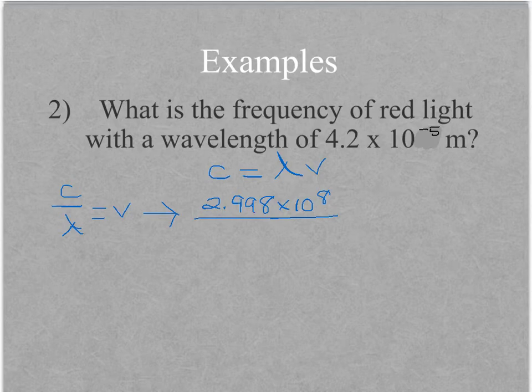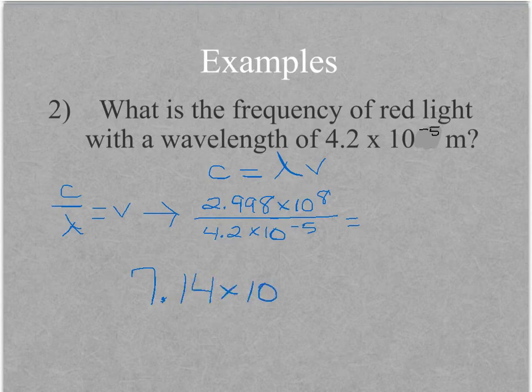So we would divide C by the wavelength we were given, which is 4.2 times 10 to the negative 5th. Once we get that into the calculator and hit our equal button, our answer will be about 7.14 times 10 to the 12th. And because it's frequency, our units are hertz.